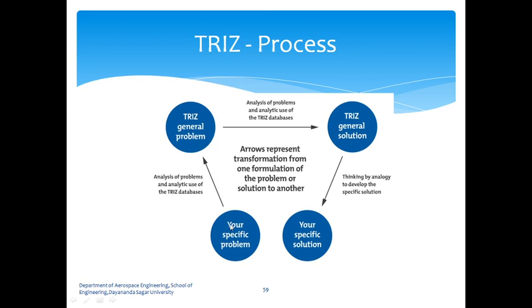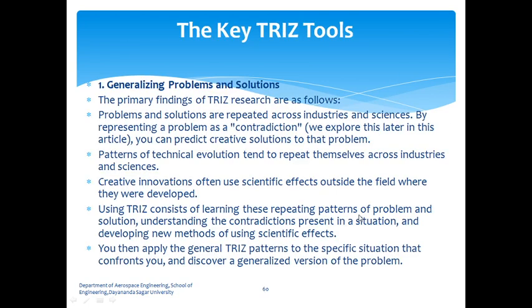The first step is to convert your specific problem to a general problem. The second step is to look for the solution to the general problem, and the third step is converting that existing general solution to your specific problem. So this is the TRIZ process. I think I covered this, basically the contradictions I have mentioned. You need to understand the contradictions and the problem, then you can find the solution.